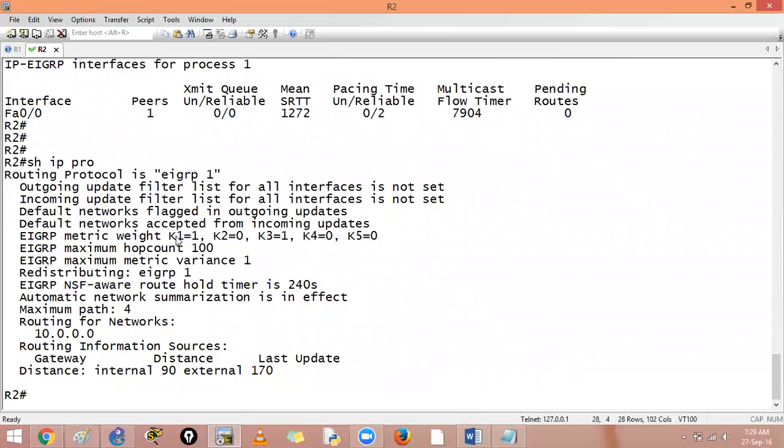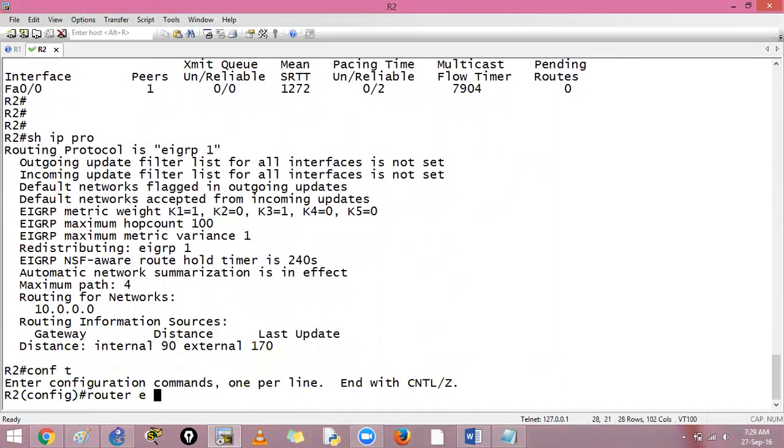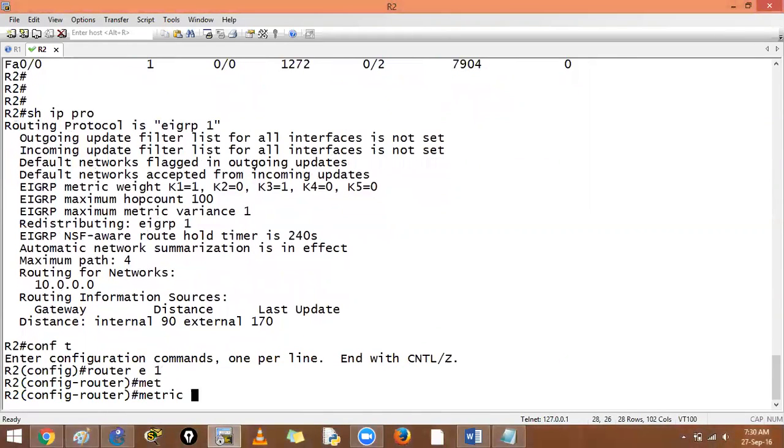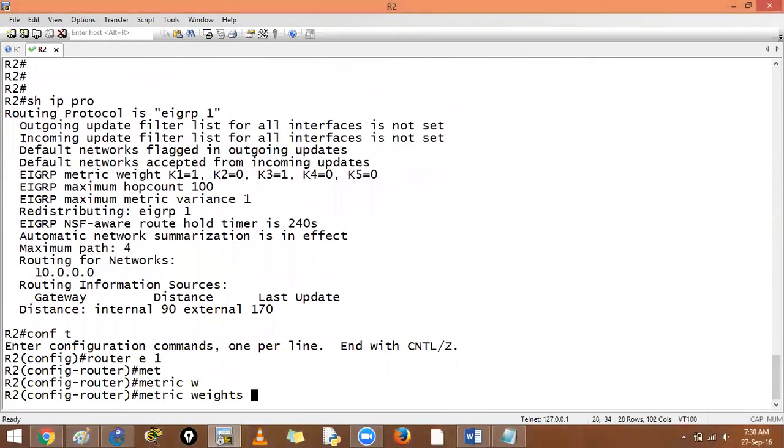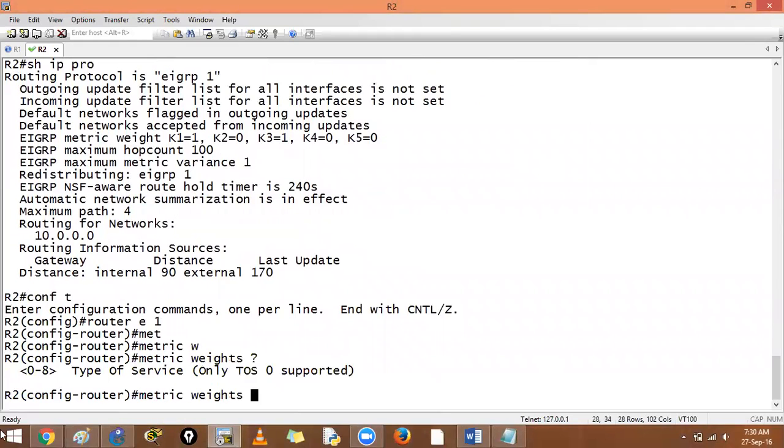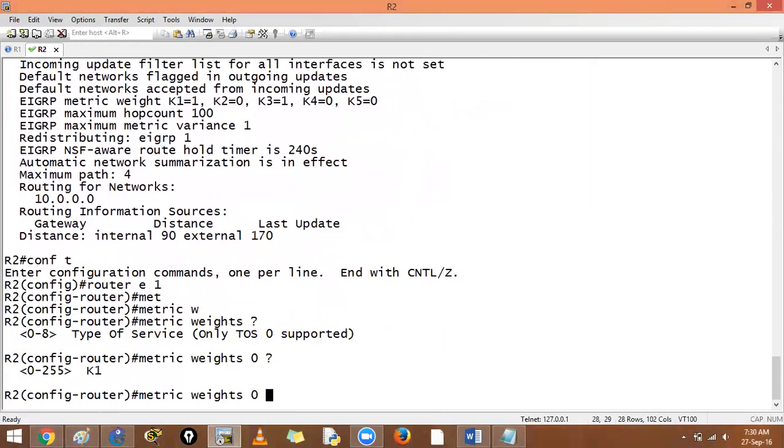But if I want to have some trouble, what I will say is I want to tune these calculations. How do you change the metric calculation of EIGRP? You can simply go into the routing protocol, router EIGRP 1, and you can say metric weight. If I say metric weight, hit a question mark. This is type of service. You can say layer 3. This will be 0 only. Don't worry about this. But here now it says what should be the K value.